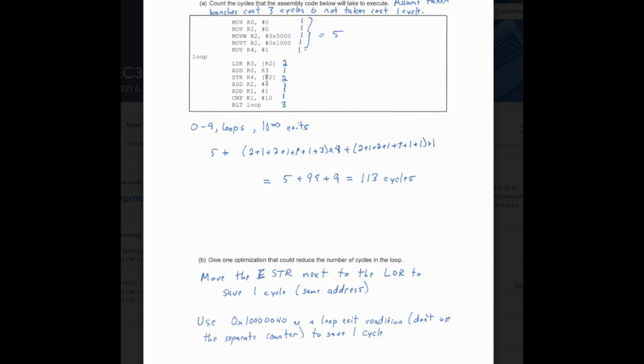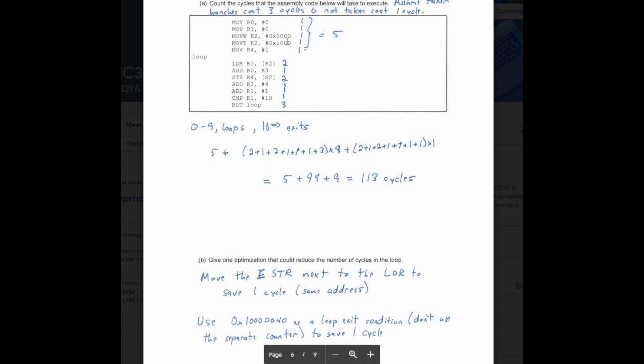We couldn't reorder those because then that would potentially mess up the value we get from the load. But we can reorder these 2 instructions and do the store second, and that would save us 1 cycle. The other thing we could do is just eliminate R1.